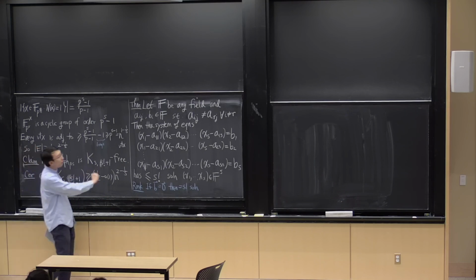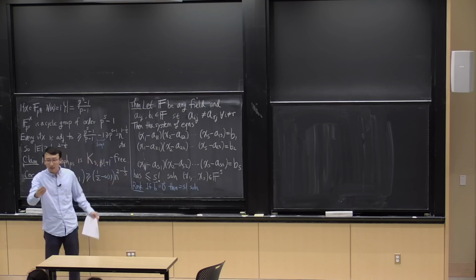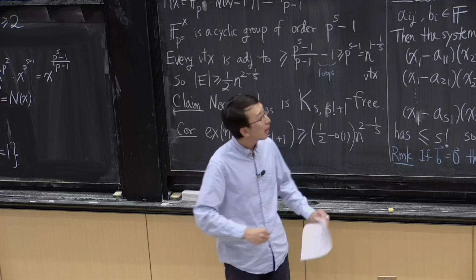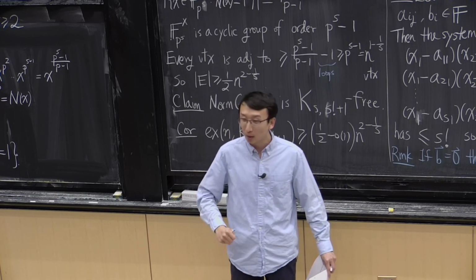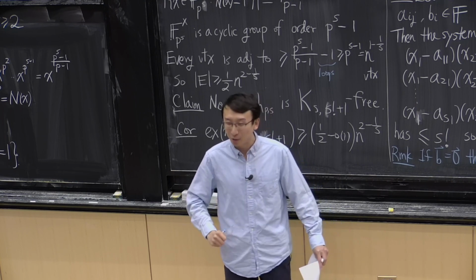Now, for small values of S, you can check it by hand. For S equals 2, you're solving a system of 2 quadratic equations, and that you can check by hand. And for 3, maybe you can do it with some work. But even with 4, it's not so clear how to do it.